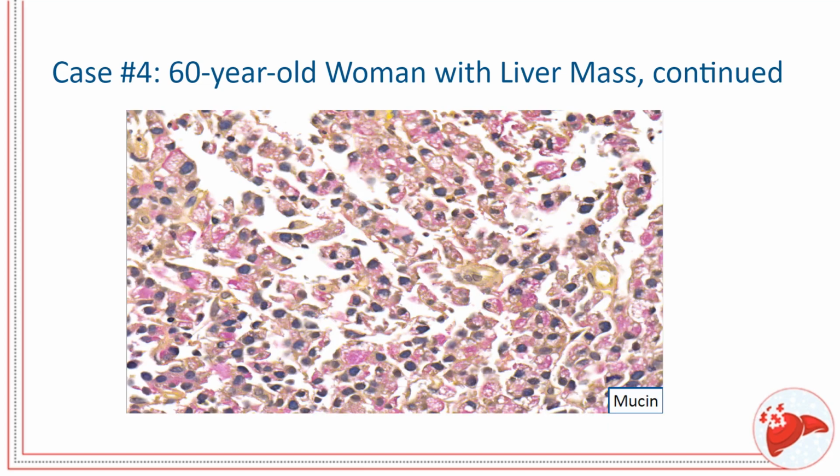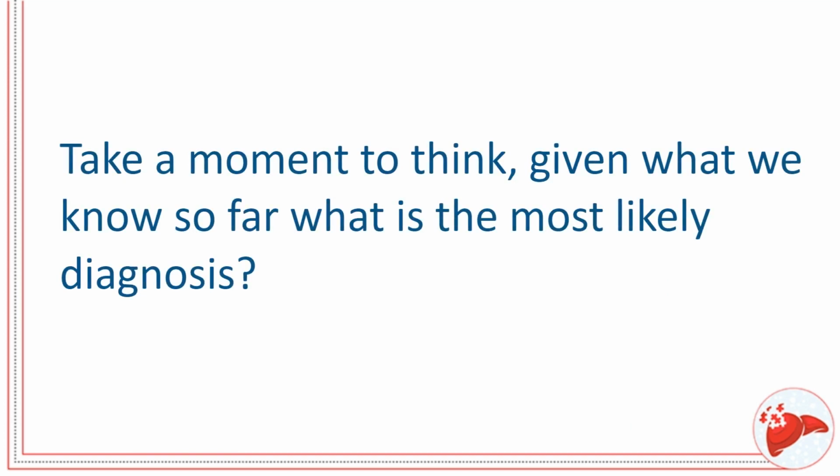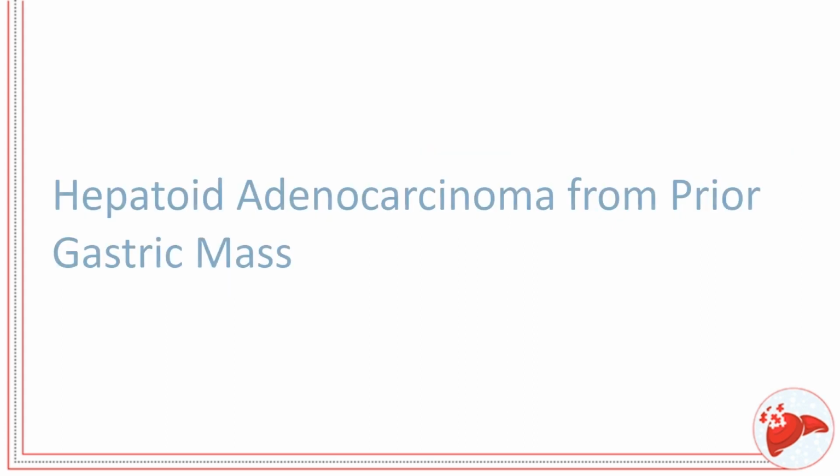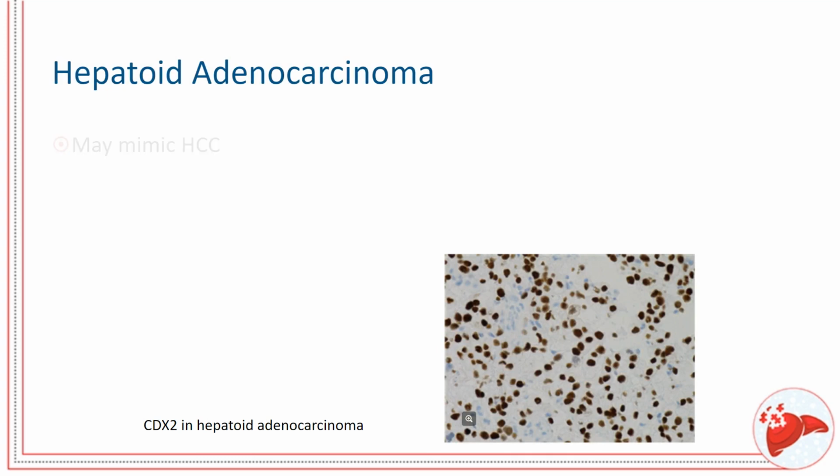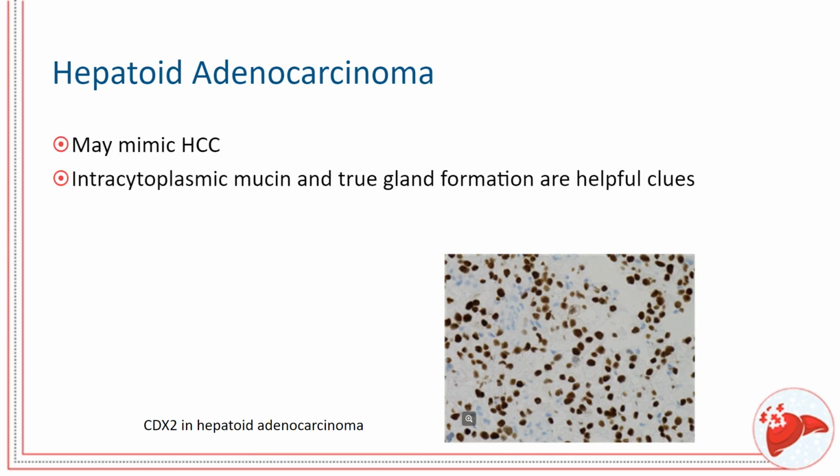But if you look at the mucin stain here, lots of intracytoplasmic mucin. This is a hepatoid adenocarcinoma from a patient with a prior gastric mass. And in this particular example, arginase was completely negative. So a hepatoid adenocarcinoma may mimic hepatocellular carcinoma. I'm often looking for intracytoplasmic mucin and true gland formation as helpful clues.